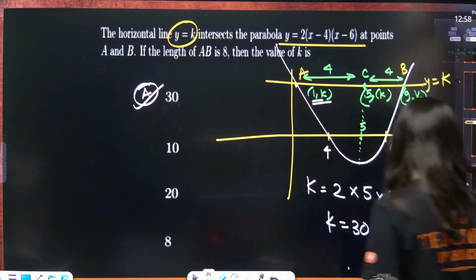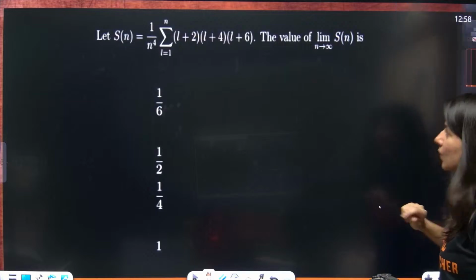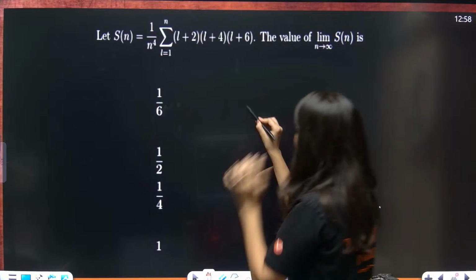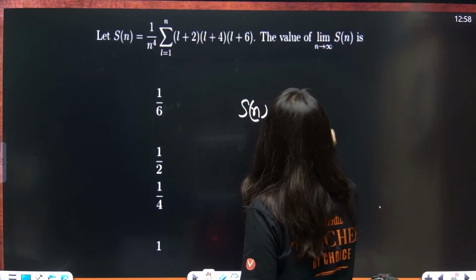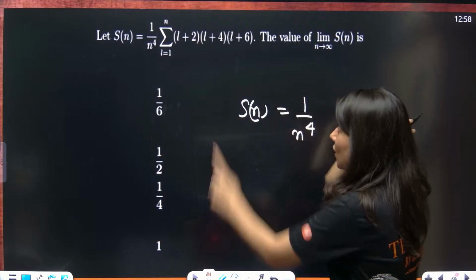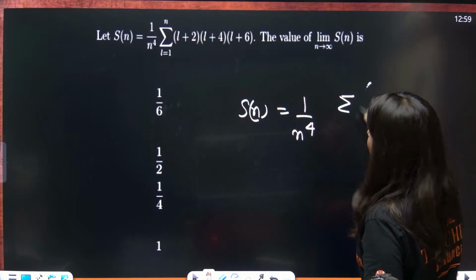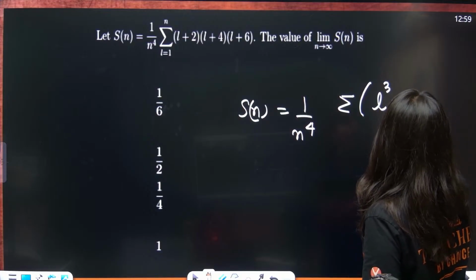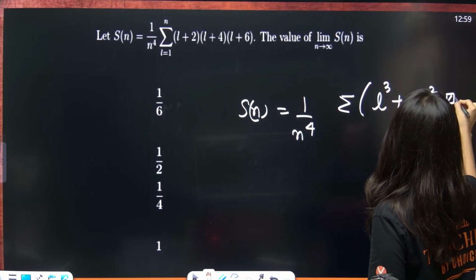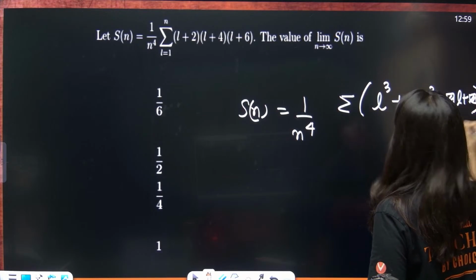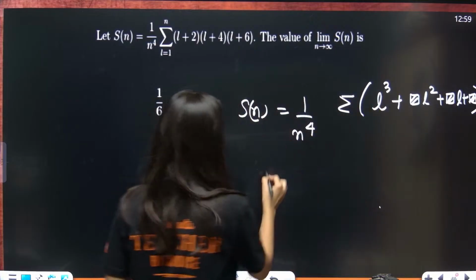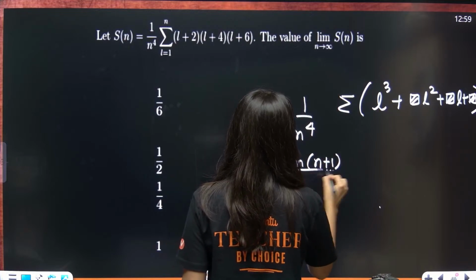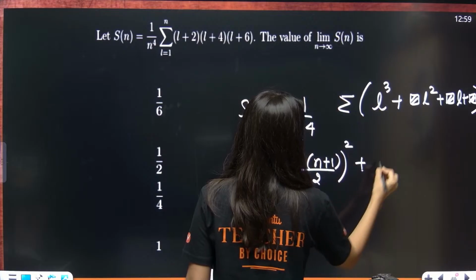All right. Yes. Let's talk about the next question. Okay. So now this is a question from sequence and series which says that S of n is equals to 1 upon n power 4 sigma. Now if I multiply, what will I get? Sigma, this is L cube, plus there will be some constant L square plus some constant L plus some constant. Okay, this is how it is. Now if you multiply sigma, what will you get? Sigma L cube. Sigma L cube will be n plus 1 by 2 whole square plus some constant.